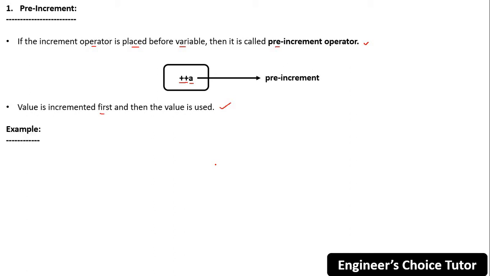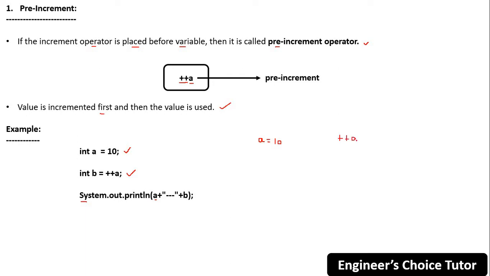For example, I have int a is equal to 10. Then int b is equal to plus plus a, pre-increment. And then I am printing System.out.println a, dashes, then b. So what will be the output? Think once. The initial value of a is 10.